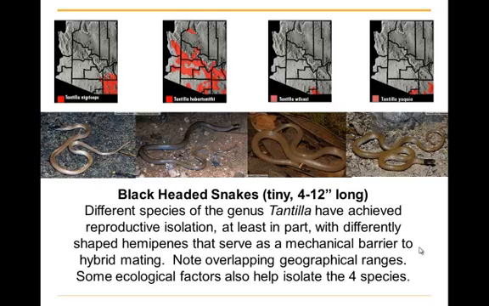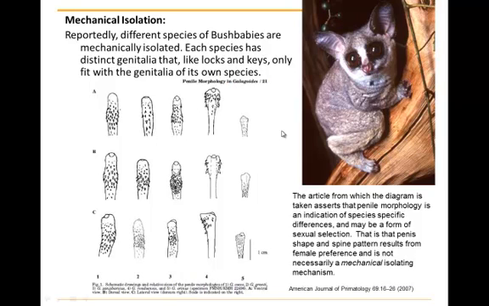And here is an example which illustrates that. It has been reported that bush babies, which are these little prosimians, very primitive primates, are mechanically isolated. Each species has distinct genitalia, like locks and keys, only for genitalia of its own species. Turns out that it's not so simple as that.